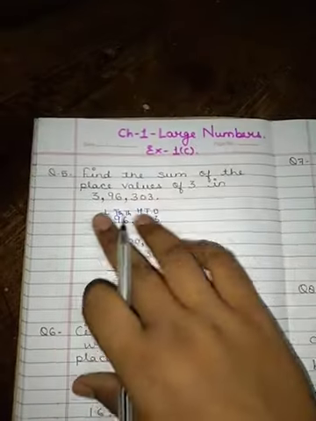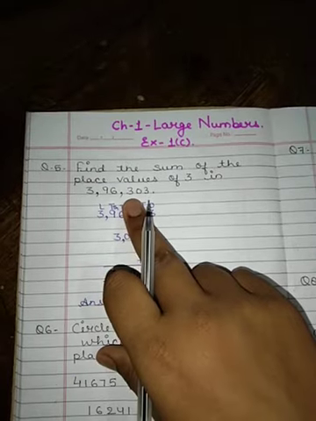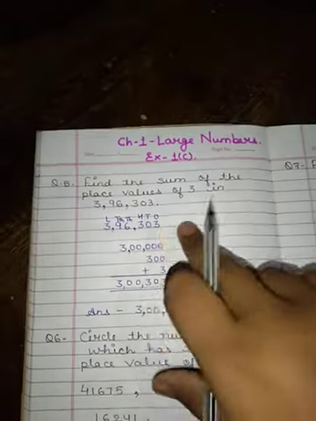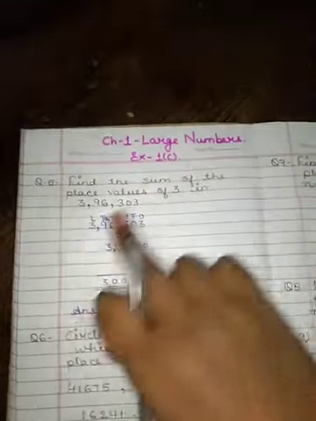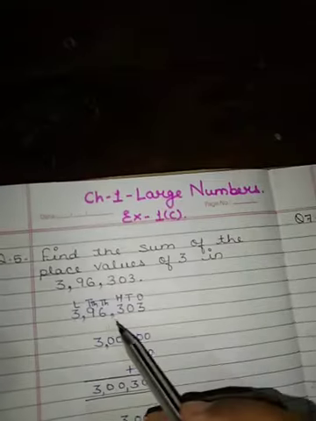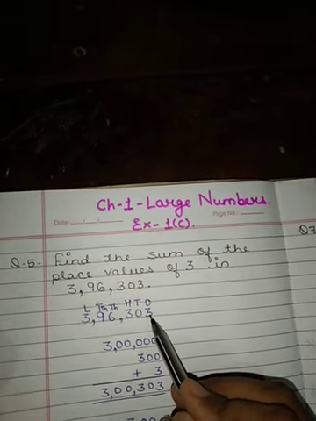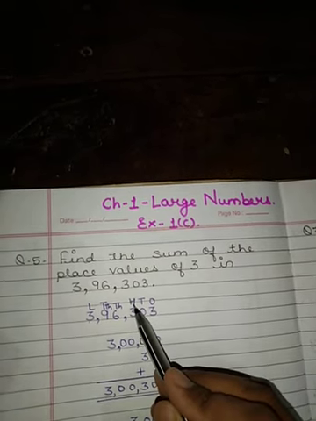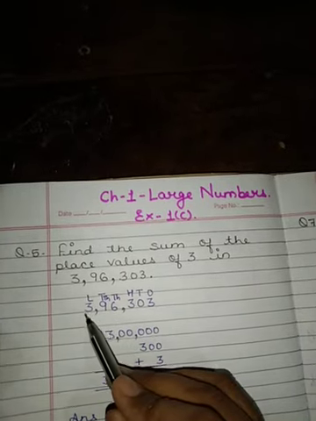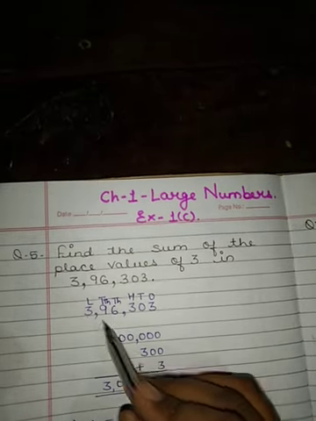Question number 5 is: find the sum of the place values of 3 in 3,96,303. First of all, we will identify the place values of 3. Children, you can see there are three 3s given. First is at ones place, second is at hundreds place, and third is at lakh place. In all the 3s, which one has the greatest value? This one. So, we will write here first 3 lakh.